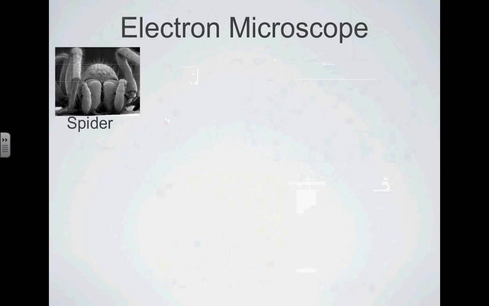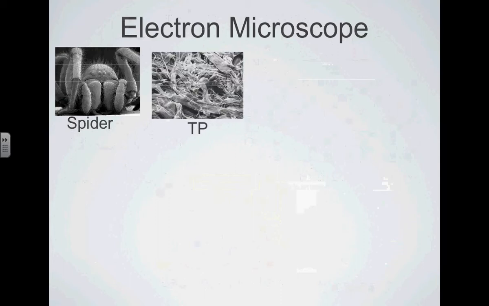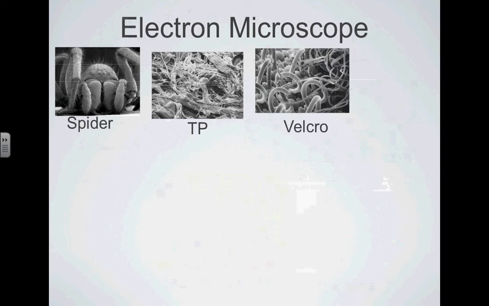All right, and finally the electron microscope. The electron microscope, again, it can give great resolution, great magnification. Here are some things viewed through the electron microscope. There's a spider, some toilet paper. This is Velcro, human hair.